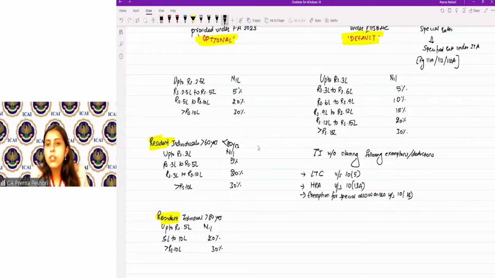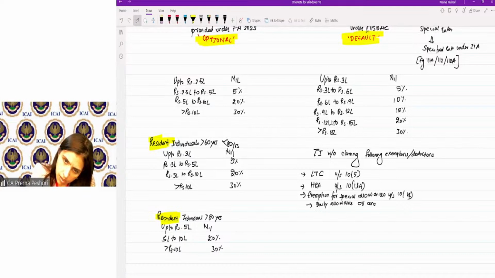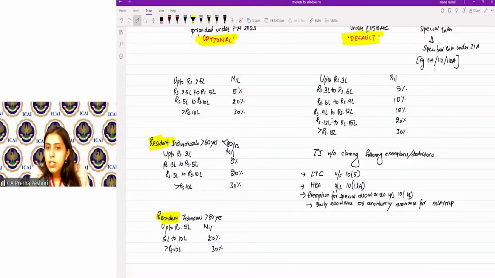Under section 10(40), then daily allowance or constituency allowance of MPs and MLAs. Daily allowance or constituency allowance for MLA or MP. Okay. Then exemption for the minor children.